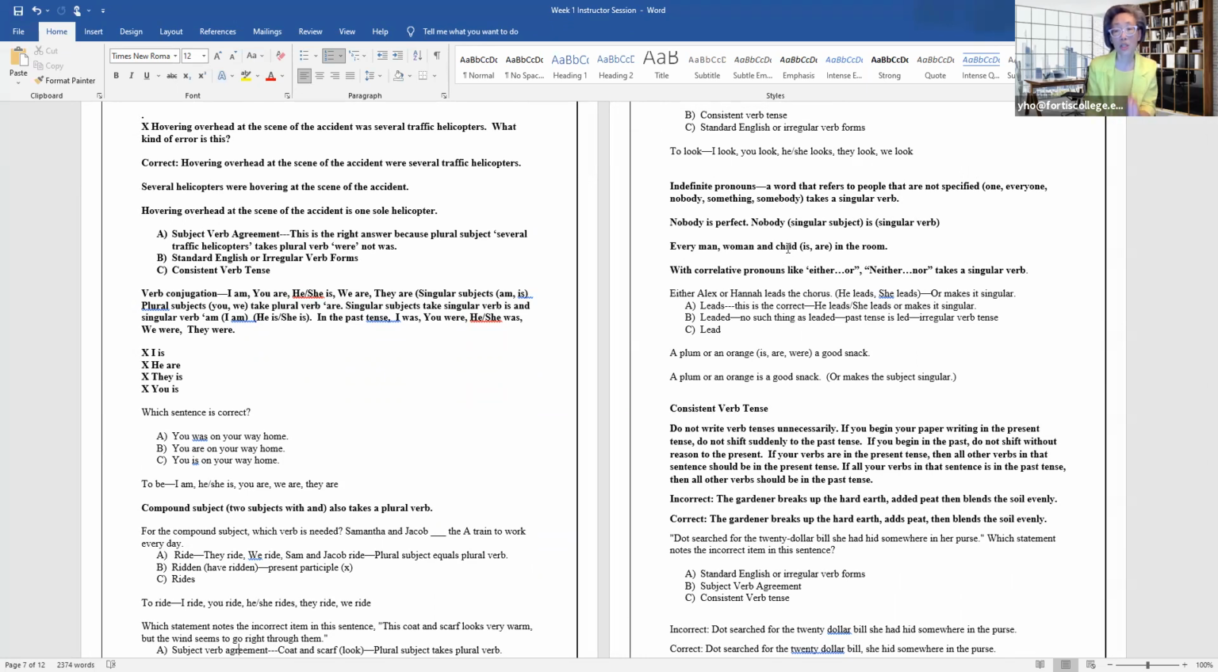Every man, woman, and child is in the room. And when you have either/or or neither/nor, that also takes a singular verb. Neither John nor Mary is married, okay? Or, neither John nor Mary is going to the party. So if you have neither/nor or either/or, it takes a singular verb.